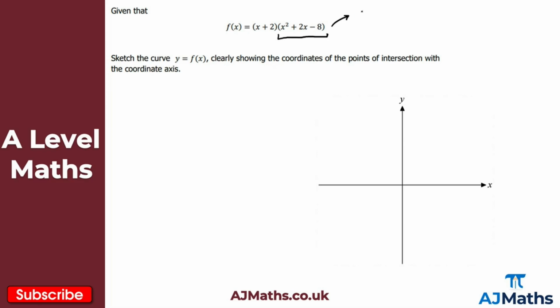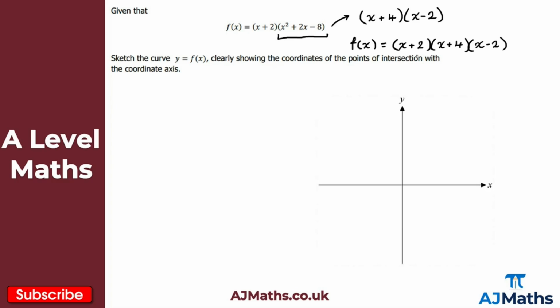Factorizing this is hopefully nice and straightforward. This would be x plus 4 and x minus 2. That's our factorized form. What we can see here then is that f of x can be expressed as x plus 2 times x plus 4 times x minus 2. Notice I've just replaced the quadratic with its factorized form. Now that we've got it in fully factorized form, we can easily sketch y equals f of x.